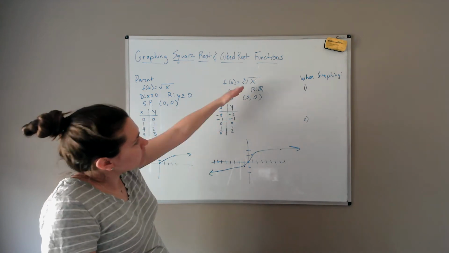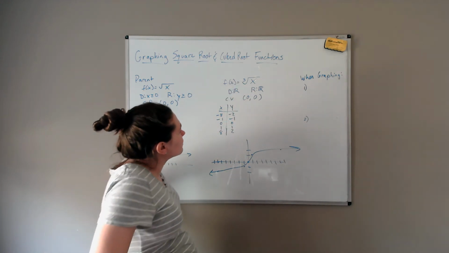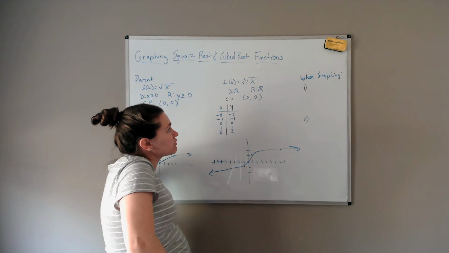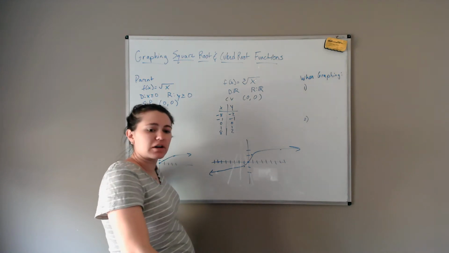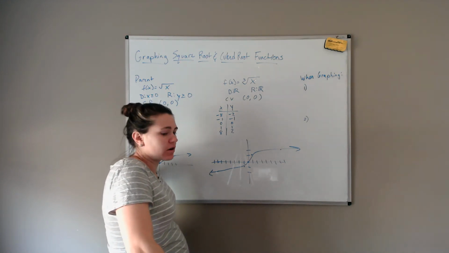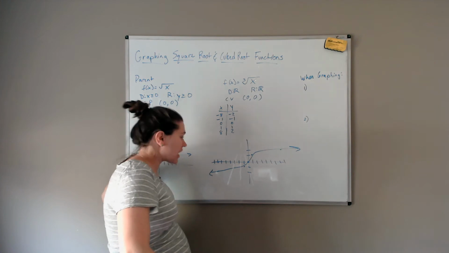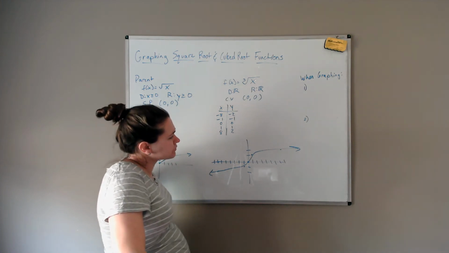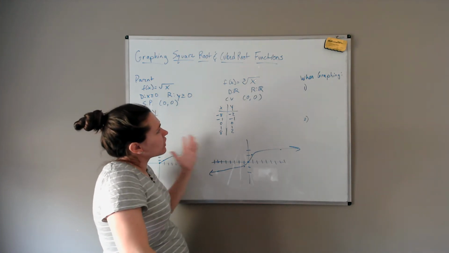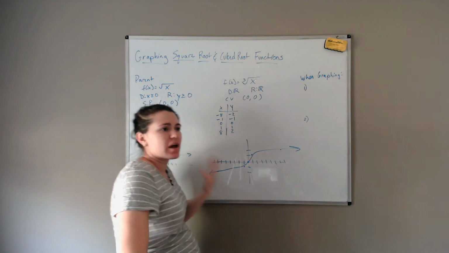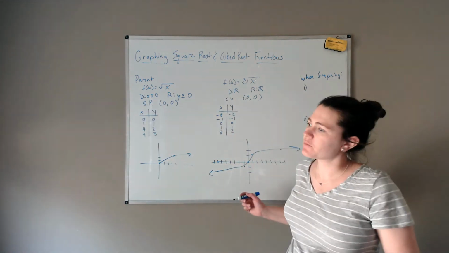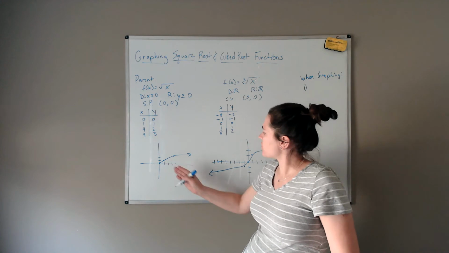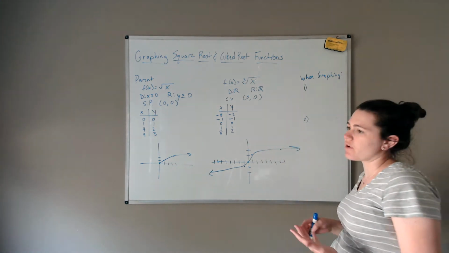So remember, if I have the cubed root of x, if I plug in a positive number, I'm going to output a positive number. If I plug in a negative number, I'm going to output a negative number. If I plug in 0, I'm going to output 0. Now, all we're going to do is graph square roots and cubed roots, except we're just going to make sure we show them in more detail so that we have a more accurate depiction of what the graph looks like.